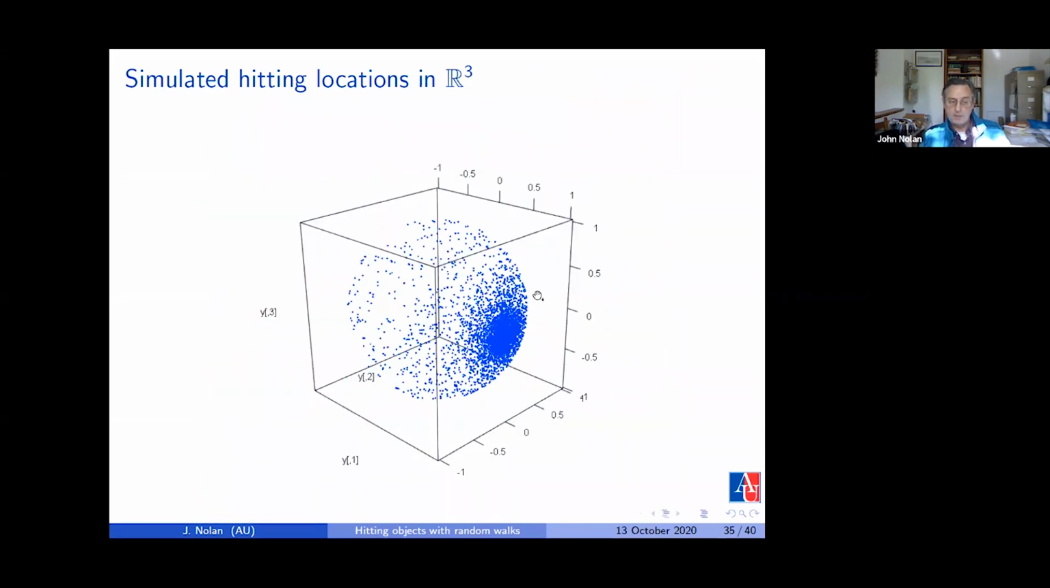And here's a picture in 3 dimensions. The starting location is off here to the right a little bit, and you can see how it's hitting the sphere. Again, more concentrated close to where we started.